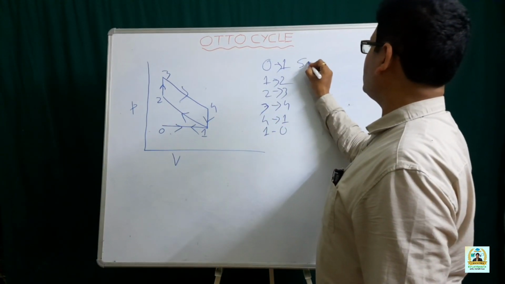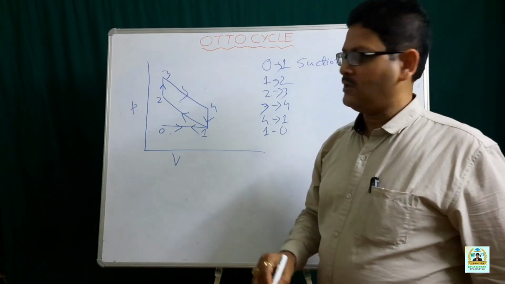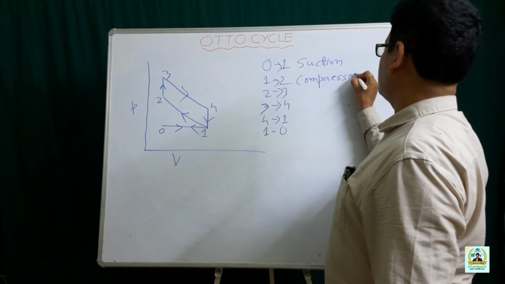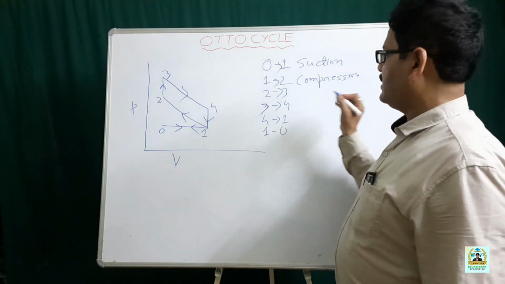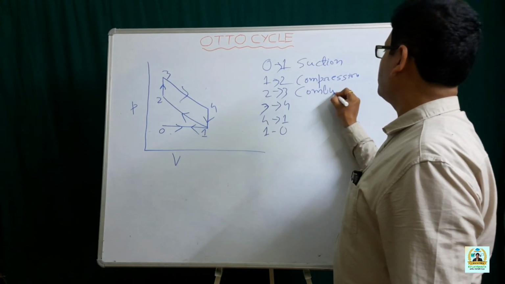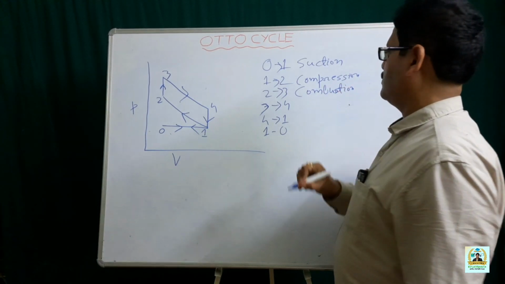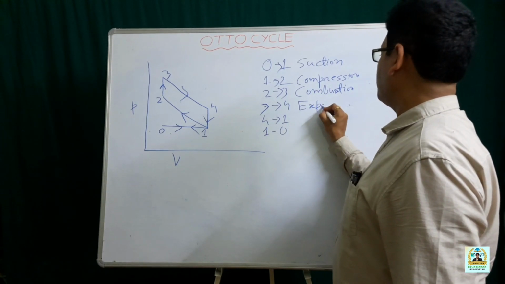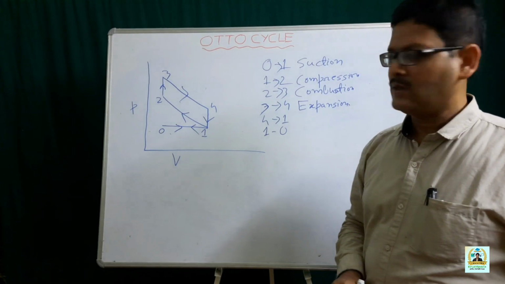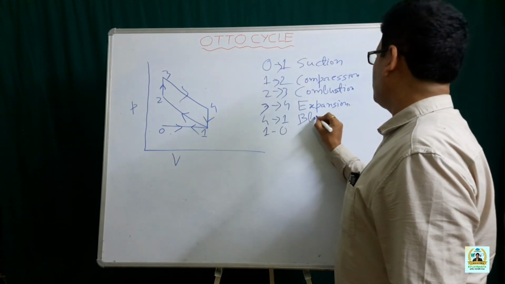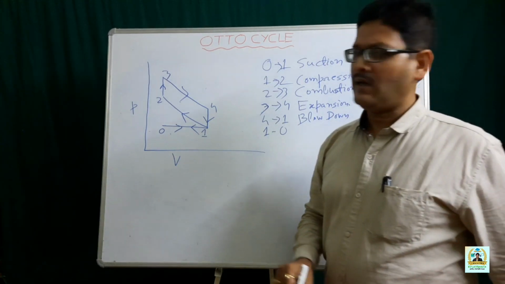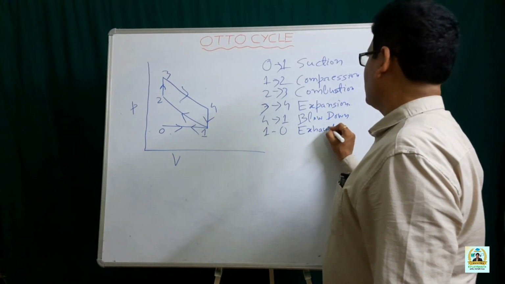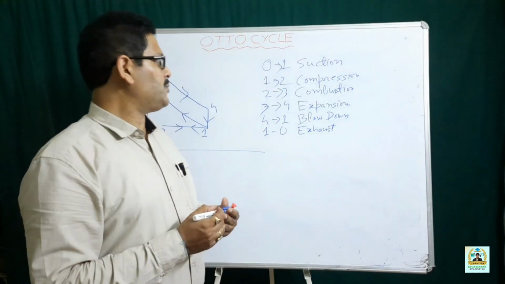0-1 represents the suction, 1-2 represents the compression, 2-3 represents the combustion, 3-4 represents the expansion, 4-1 represents blow down, and 1-0 represents the exhaust. Now let us discuss all the processes.